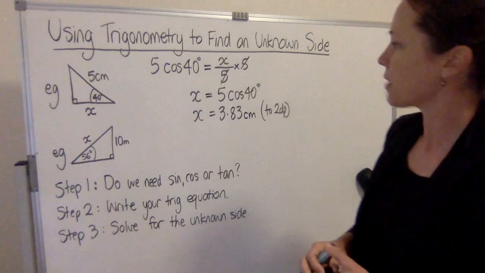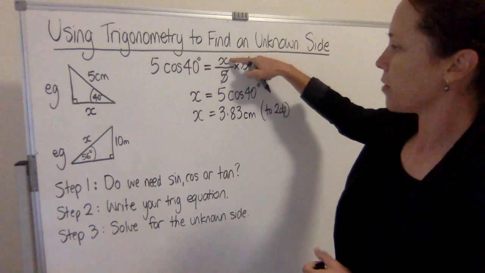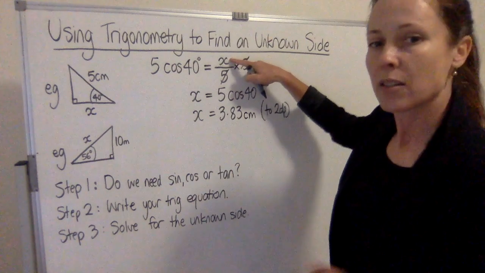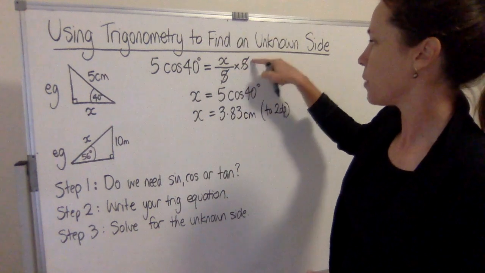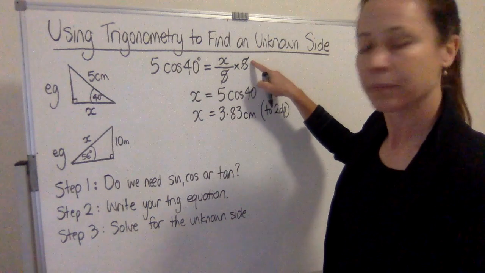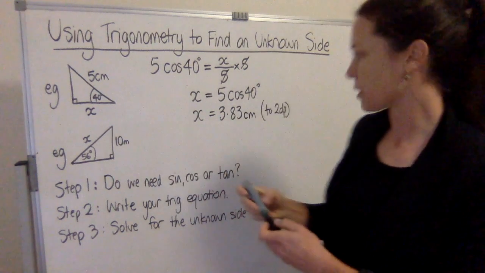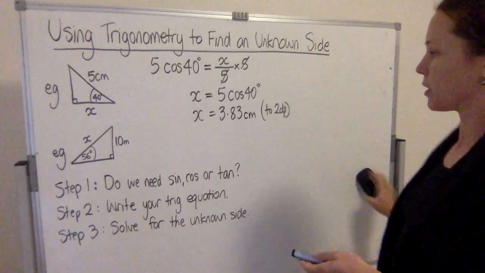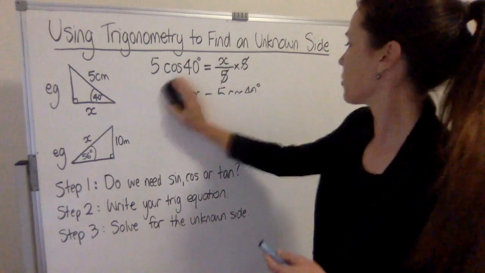Okay, now in this example, notice that the unknown was on the top of a fraction here. So the way we got it on its own is we multiplied both sides by what was on the bottom. Now when we come to do this other example, it's going to look a little bit different. I'm going to rub this one out so I've got a bit more space.